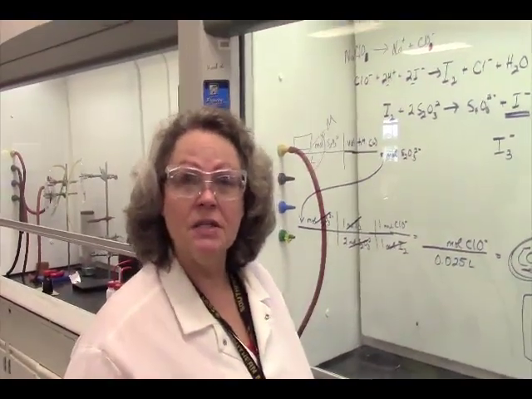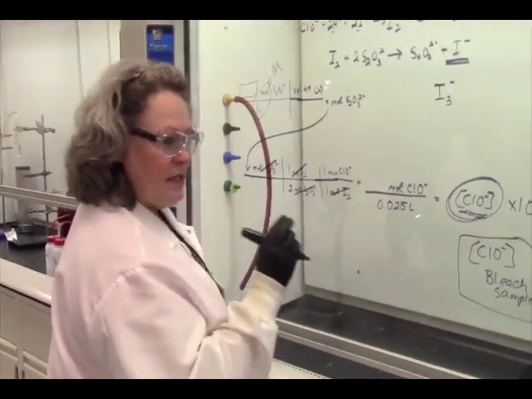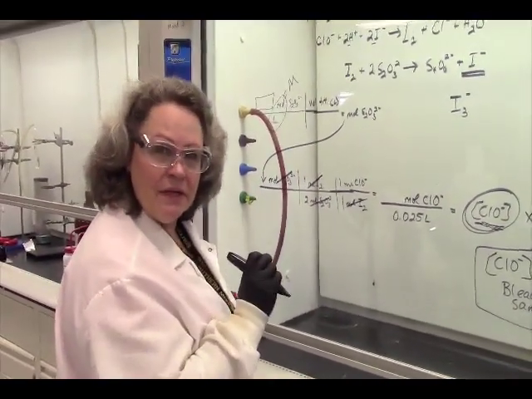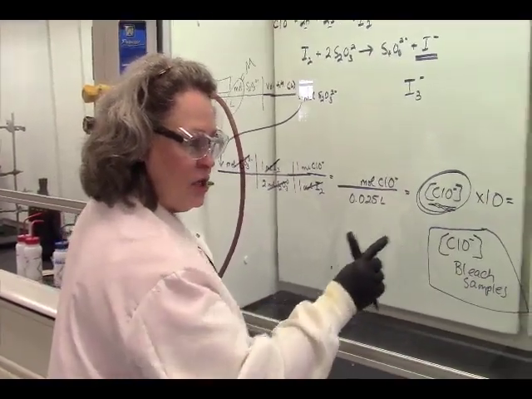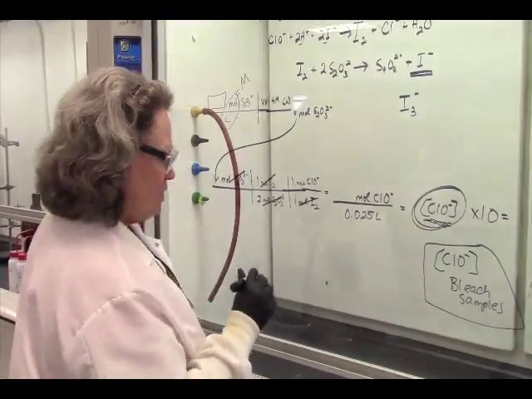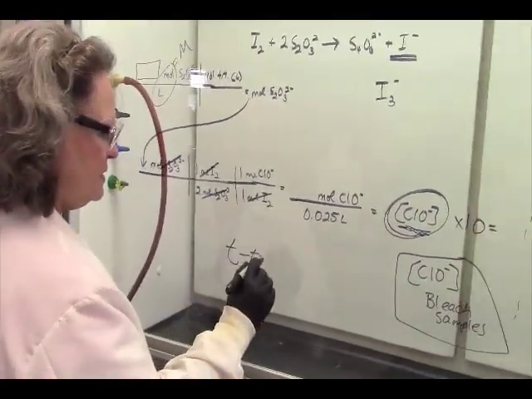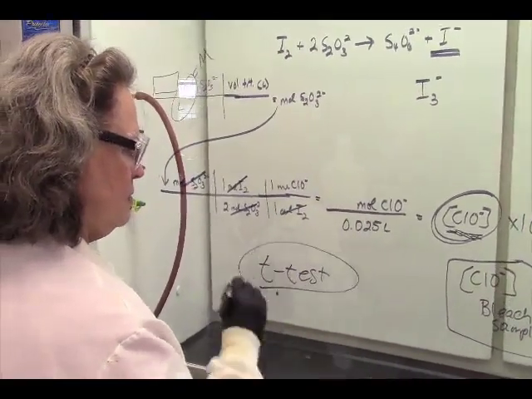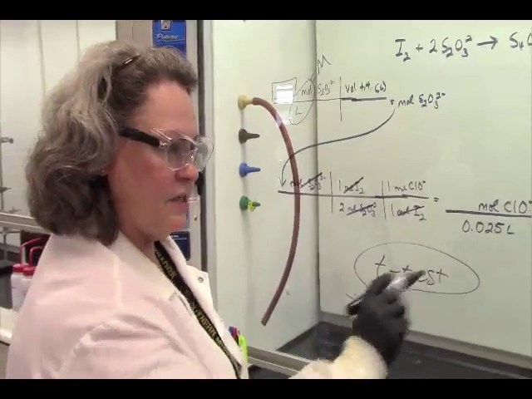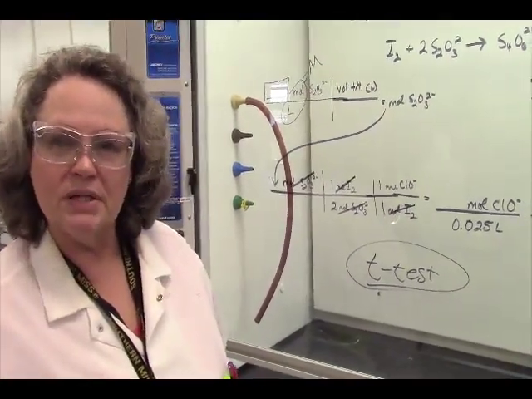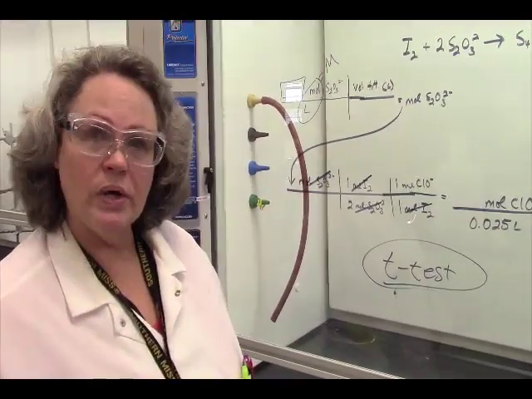All right? So remember, with this one now, you've used the same method to analyze the concentration of bleach in 2 different types. So we've got a generic and a brand name. So now you can use the t-test to determine whether or not there's a difference between those 2 sample means for your concentrations. Does that sound good? If you have any questions, let me know.